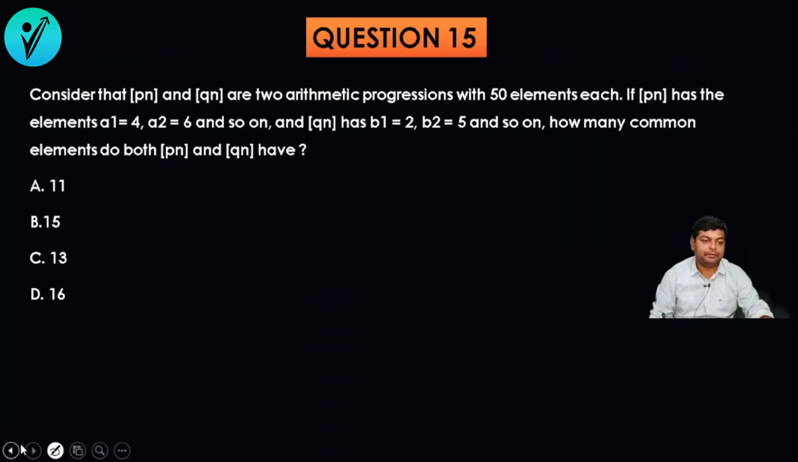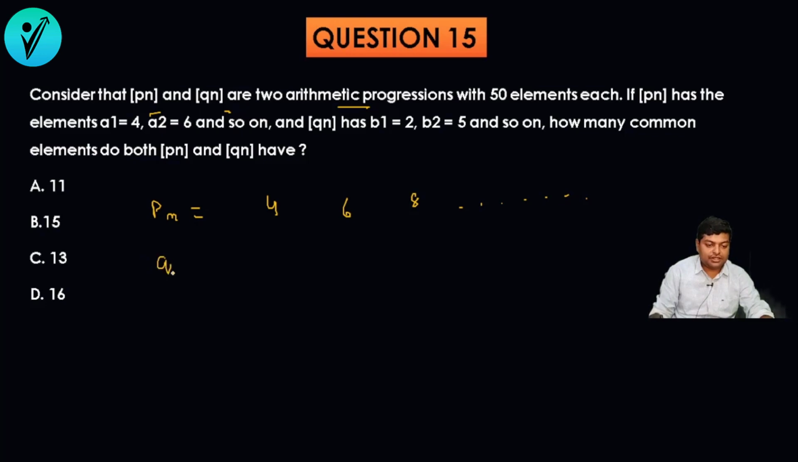Question number 15. Consider that Pn and Qn are two arithmetic progressions with 50 elements each. Okay, so there are 50 elements each in this progression. If Pn has the elements A1 as 4, A2 as 6, so the first AP I have is Pn with 4, 6, 8 and so on. And the next AP that we have is Qn. Qn has terms 2, 5 and 8. So 8 is the first common term of both the APs.